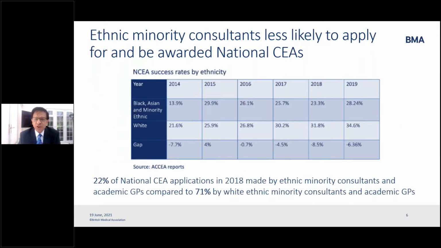This is a slide that just shows the scale of difference in these excellence awards. And as you can see, only 22% of ethnic minority doctors applied for these awards compared, and in terms of success, sorry, my screen's gone. In terms of success, you can also see that you're far less likely to be awarded an excellence award. So there's a significant disparity in this process.